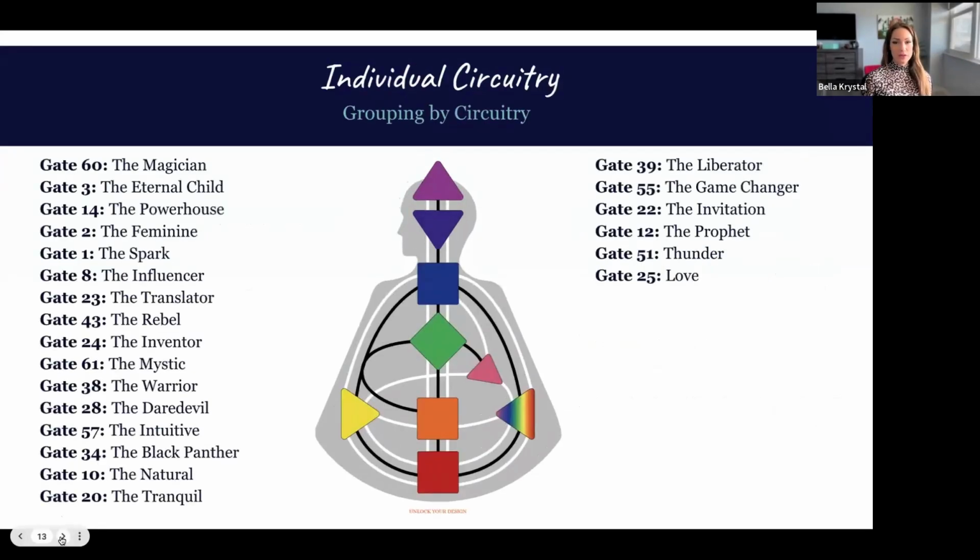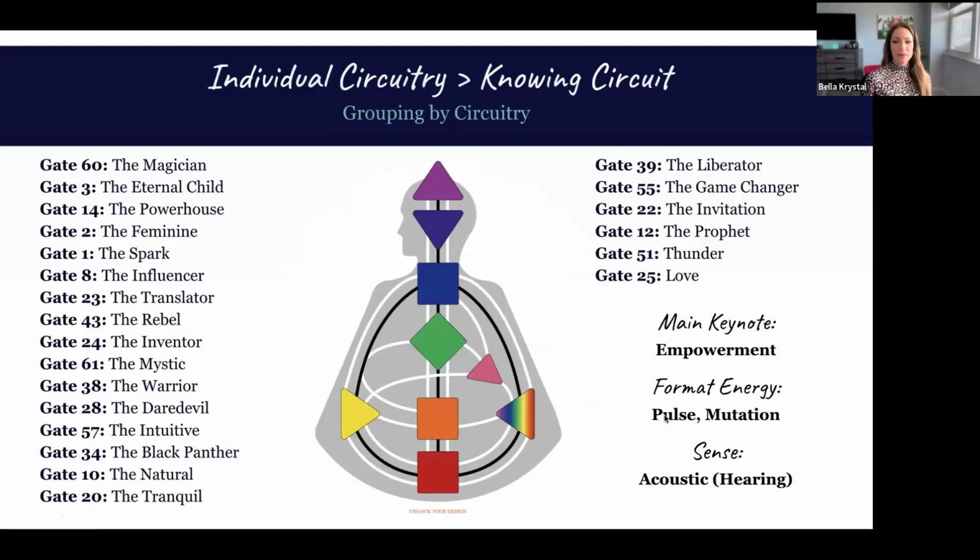So here we have individual circuitry, and the keynote is empowerment, and it has to do with knowing. So with the individual circuitries, it's like I know or I don't. So here it's hearing, and it's about knowing or not knowing. So there's nothing, and then the pulse comes, the mutation comes, and then we know.